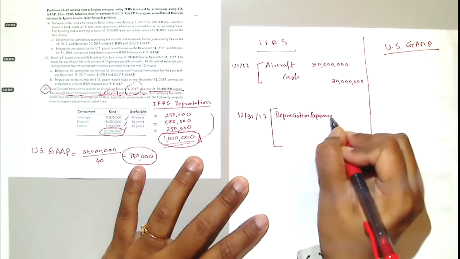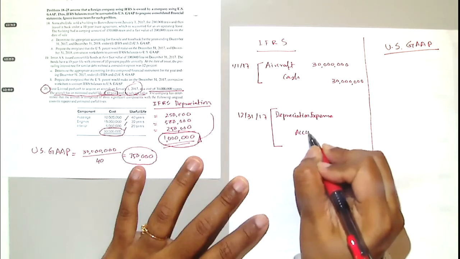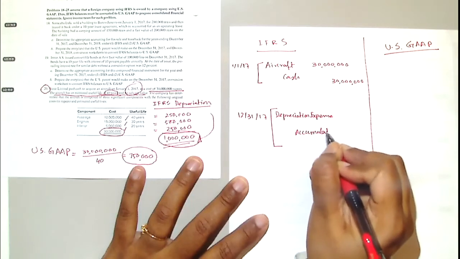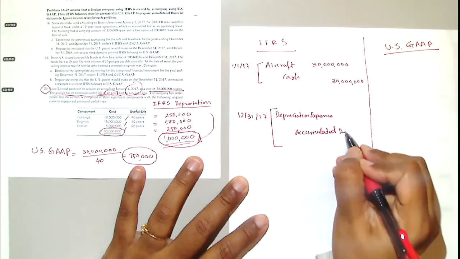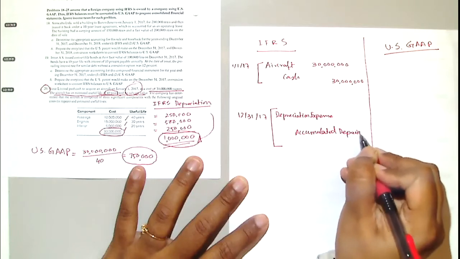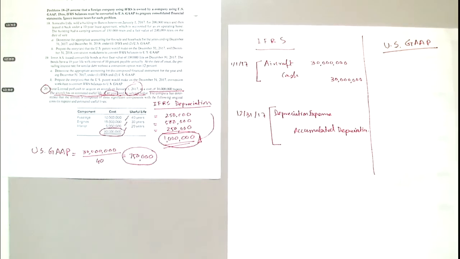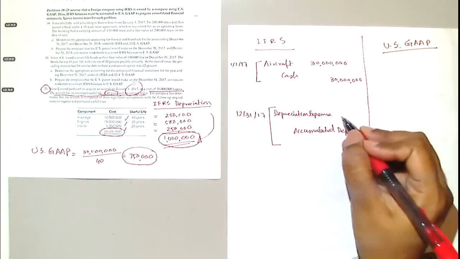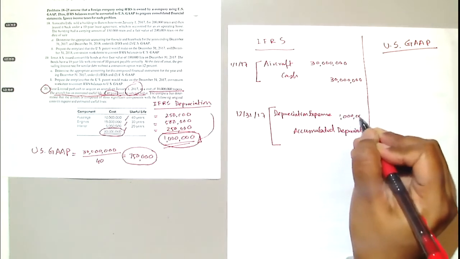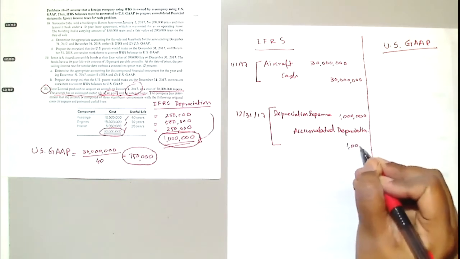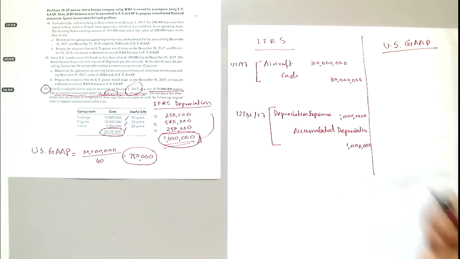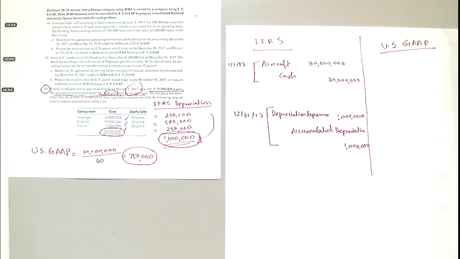Depreciation expense, we credit accumulated depreciation. Right, accumulated depreciation. So who can remember the depreciation amount under IFRS? It's already here. 1 million. So you're gonna do here debit 1 million. Sorry, I don't have a space, but I hope you will write it correctly. Credit 1 million. Right, that's the IFRS depreciation journal entry.